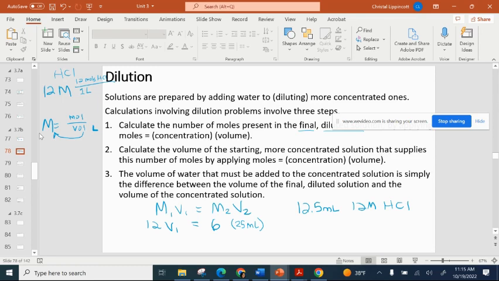Volumetric flask, right? Okay. We're going to put it in the volumetric flask. So this goes into, we measure this using a burette. Okay. And then put it into a volumetric flask.